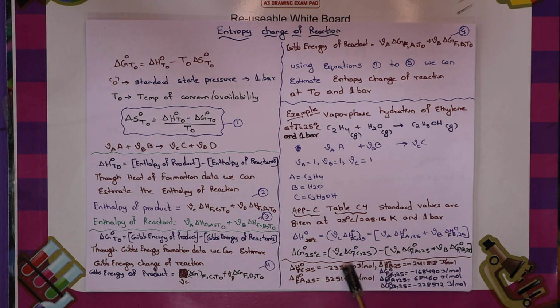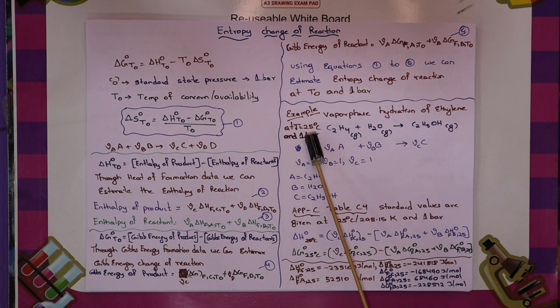Similarly, in the Gibbs energy, you have to subtract the product Gibbs energy minus reactant Gibbs energy. So the enthalpy of A, enthalpy of B, enthalpy of C are already given, you can observe here, and Gibbs energy of formation of C, Gibbs energy of formation of A and B are also given. Once you put these numbers into this equation, you get enthalpy of the reaction at 25 and Gibbs energy of the reaction at 25, because all the values provided in the textbook are at 25 degrees centigrade.